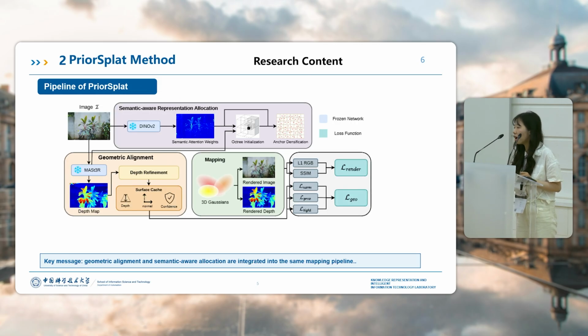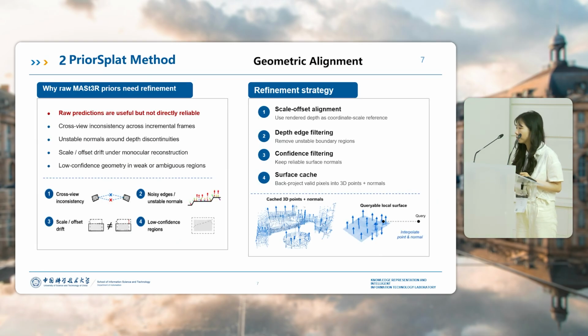Here is the full PriorSplat pipeline. The input is a long monocular video. We incrementally build the scene, and at each stage, both the geometric alignment module and the semantic allocation module operate in parallel, feeding into the same Gaussian optimization loop. I will now talk through each module in detail. Let's look at the geometric alignment first.